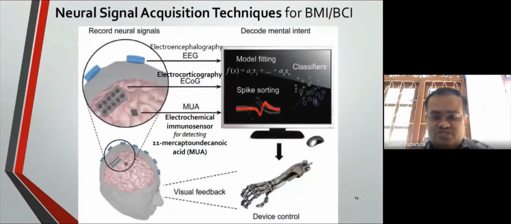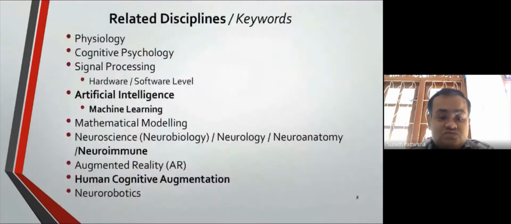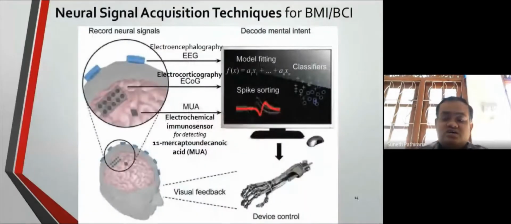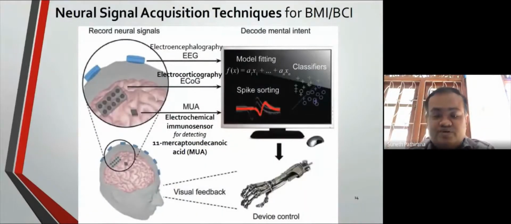And there are certain technologies for the non-invasive approaches. EEG, or electroencephalography, is the common technique that you can easily use even without the involvement of a medical doctor. And electrocardiography, ECoG, and electrochemical immunosensors. This is where we need to study neuroimmunity. If you plan to implant a sensor inside the head, you need to understand these things, how the immune system functions.